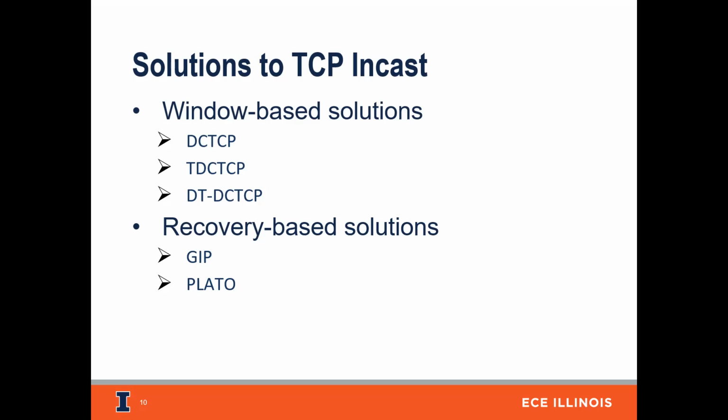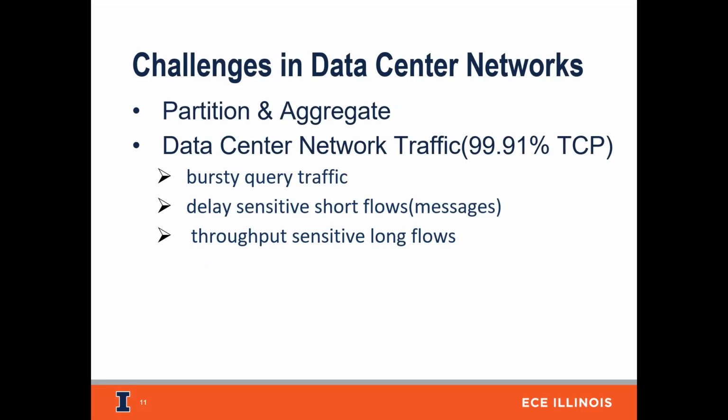In this case, we will discuss DCTCP in detail. Before we go through DCTCP, we will first understand the challenges in data center networks. We will first describe a common application structure named partition and aggregate that motivates why latency is a critical metric in data centers. So what is partition and aggregate?